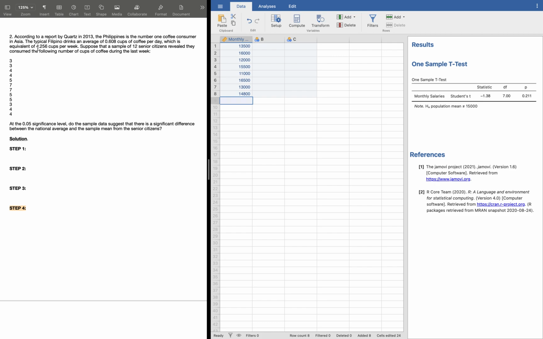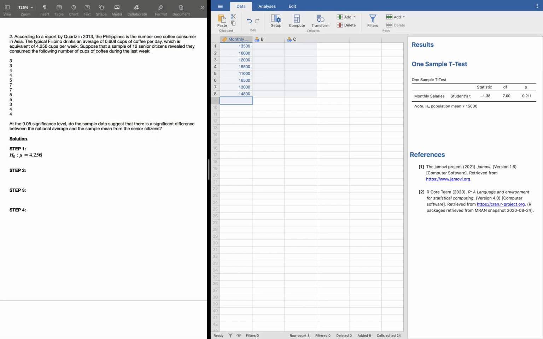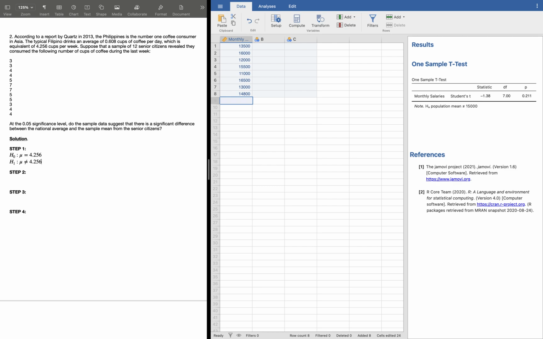So we have here the report by Quartz, which is per day, but we're going to make use of per week because our given sample data is per week. So we state first the null and the alternative hypotheses. H sub zero: mu is equal to the status quo, 4.256. It will not change. The alternative hypothesis, H sub one, is mu not equal to 4.256, because we want to see if there's a change.